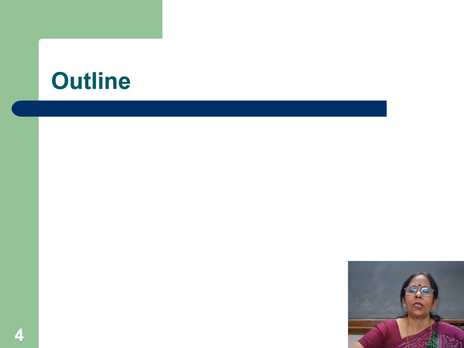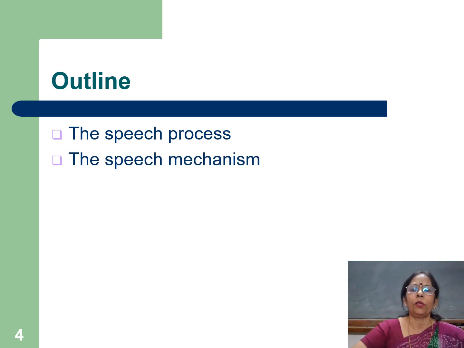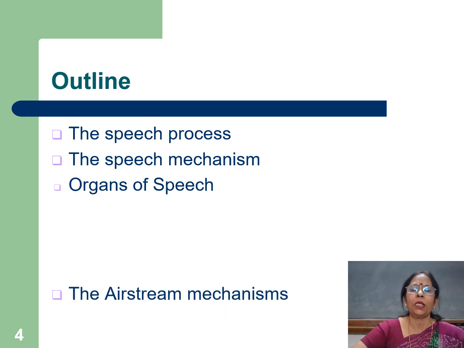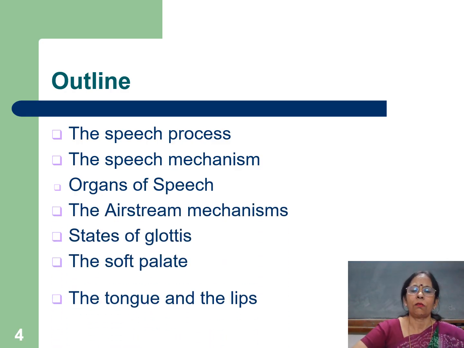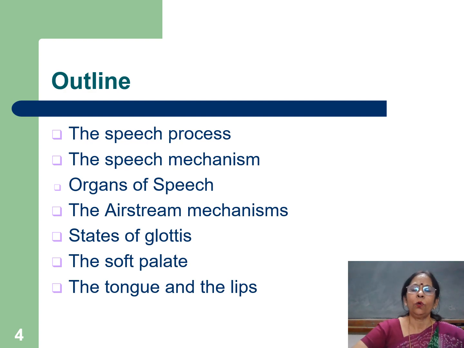Why are we going to study this course? This is the outline of the course. What we are going to study: the speech process, the speech mechanism, the organs of speech, the airstream mechanism, states of glottis, the soft palate, the role and function of tongue and the lips in production of speech sound.